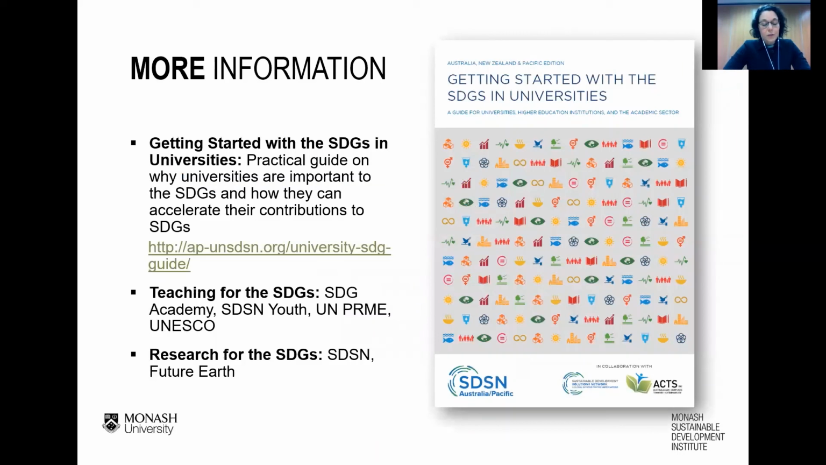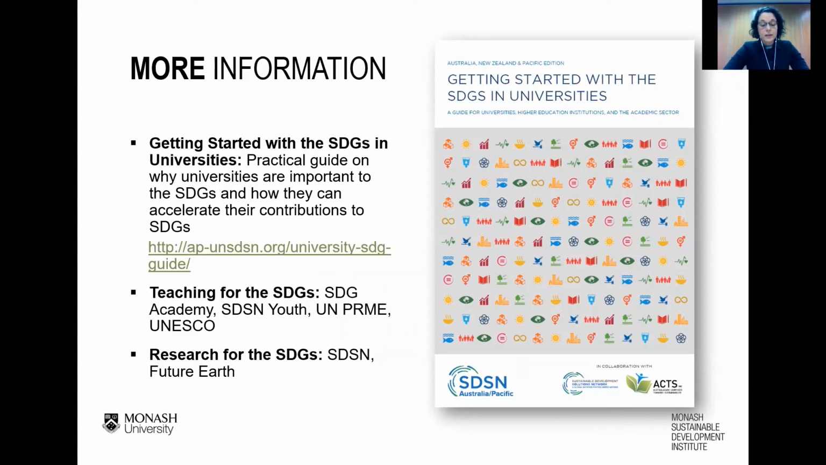I've covered a lot of topics relating to the role of universities in achieving the SDGs here in a very short time, but still barely scratched the surface. So here are some resources for those who want to learn more. Firstly, I'd like to recommend a guide we produced called Getting Started with the SDGs in Universities. This is a very practical and concise guide and provides a great overview of how universities contribute to the SDGs, a step-by-step process for engagement, and tools, case studies, and resources to inspire action.